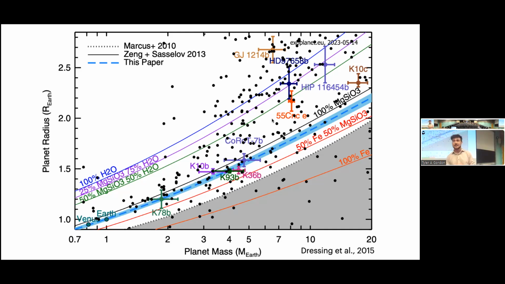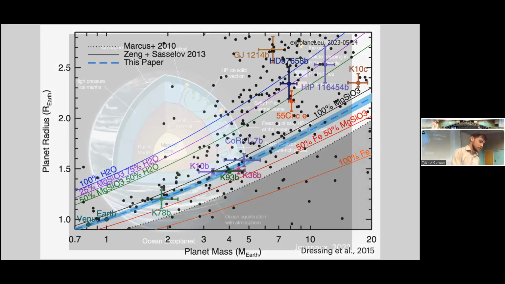And what I want you to notice here is that a lot of these black dots sit quite a ways above that 100% silicates line. So that implies that these planets have volatiles incorporated into their structure. Water is one of the most common volatiles, so especially for cooler planets, we expect that those planets should have substantial envelopes of water, or what we would call a hydrosphere.